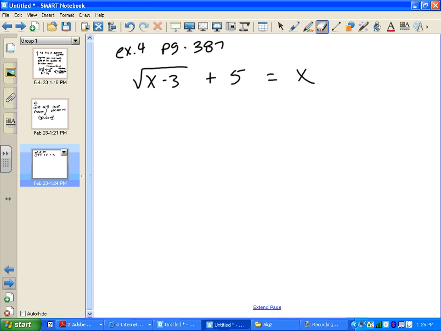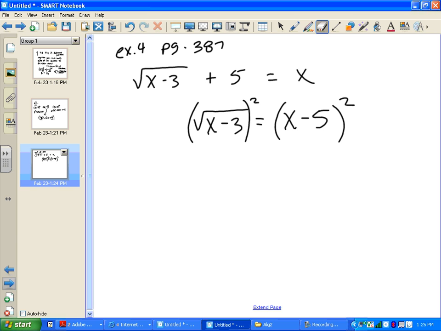So help me isolate. What do we need to do here? All right, so we get square root of x minus 3 equals x minus 5. Okay, now it's isolated, right? Now, undo it. So we'll square both sides. Okay, so I'm going to square the left side. Y'all square the right side. All right, I'm done. Okay, what's the right side? All right, x squared minus 10x plus 25.